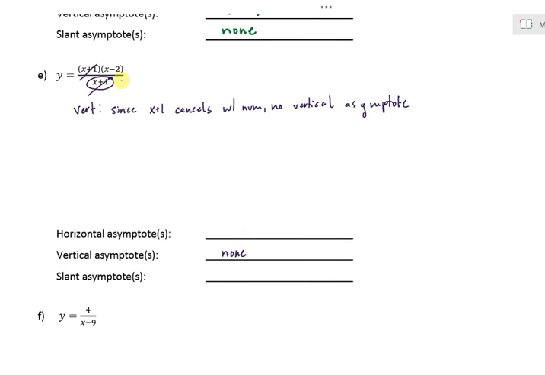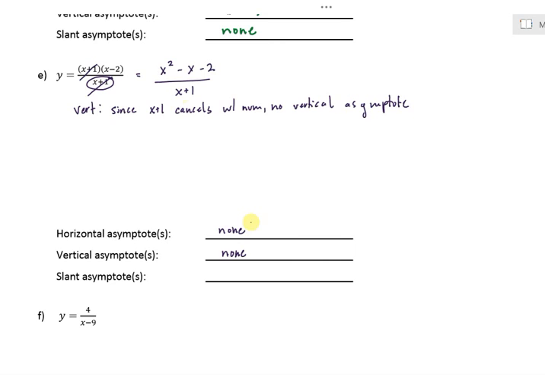Horizontal asymptote would require the top and bottom to have the same degree, but they don't, because if we were to multiply out the top, we would get x squared minus x minus 2 over x plus 1, and that's a different degree, so there's no horizontal.